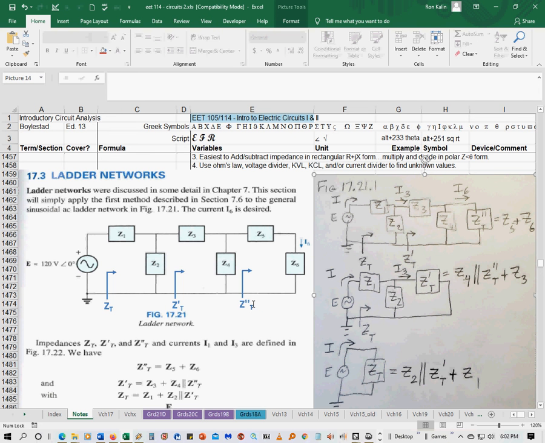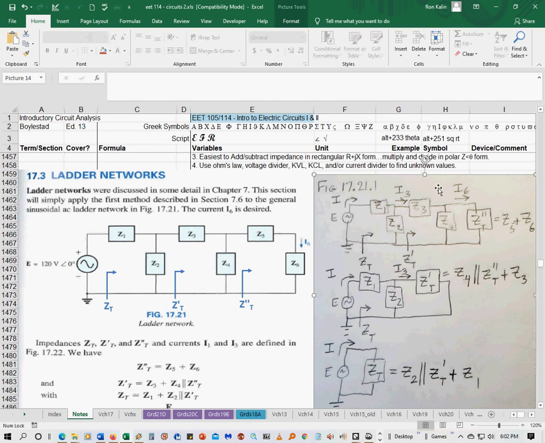Again, it's arbitrary how far you break this down. The further you break it down, the simpler it is. The book did it in 3 steps, but you could do it in more than 3. You don't have to do it exactly like the book did it. So to start from the right here, Z double prime T is going to be Z5 plus Z6 because they're in series, okay? They're only connected on one end.